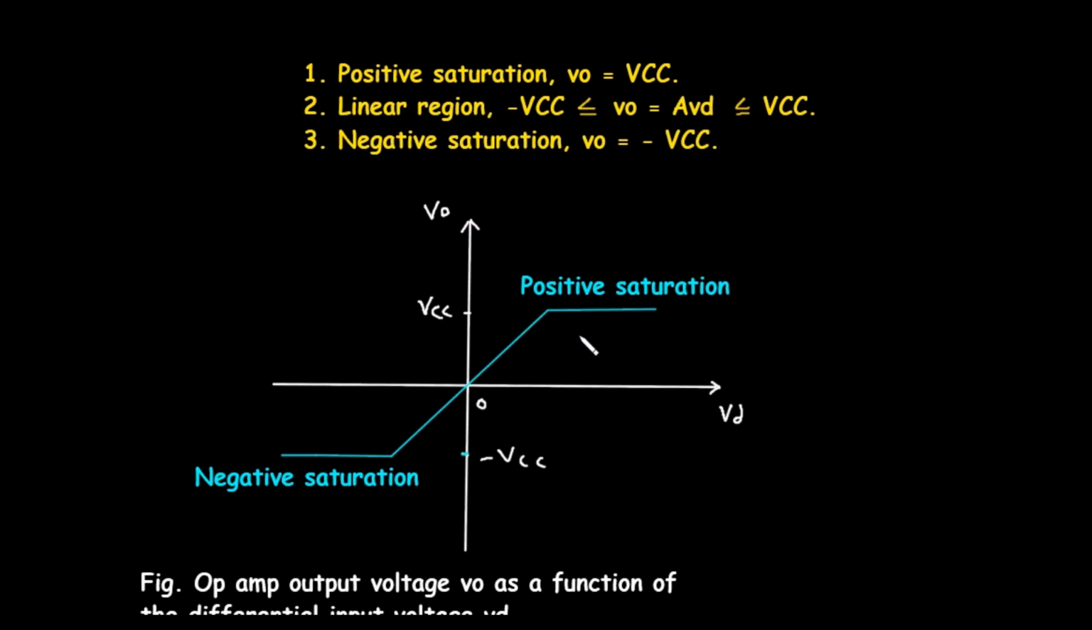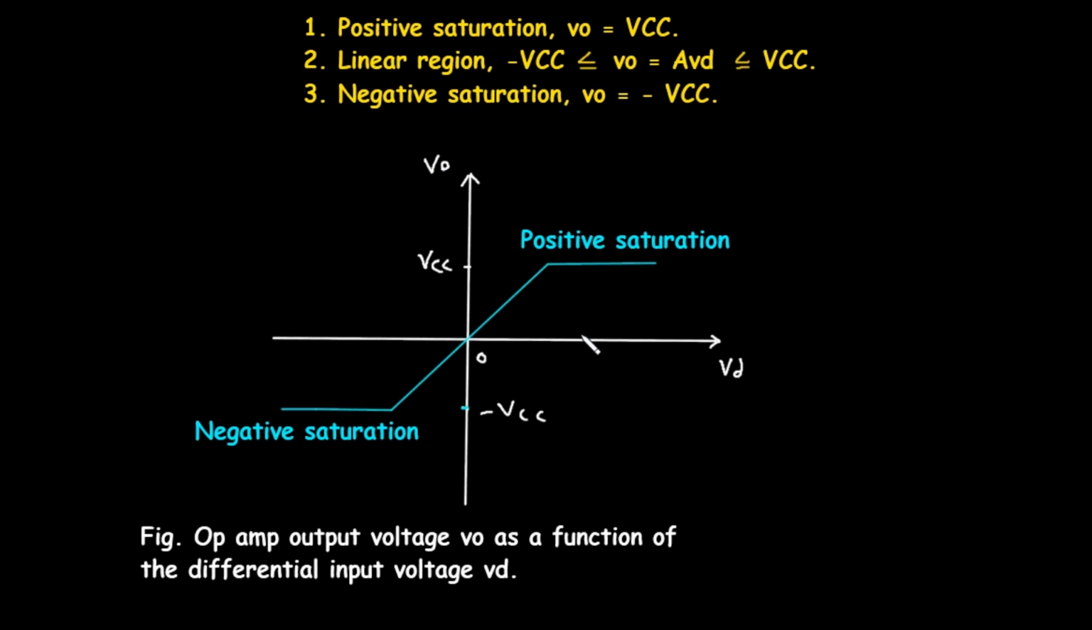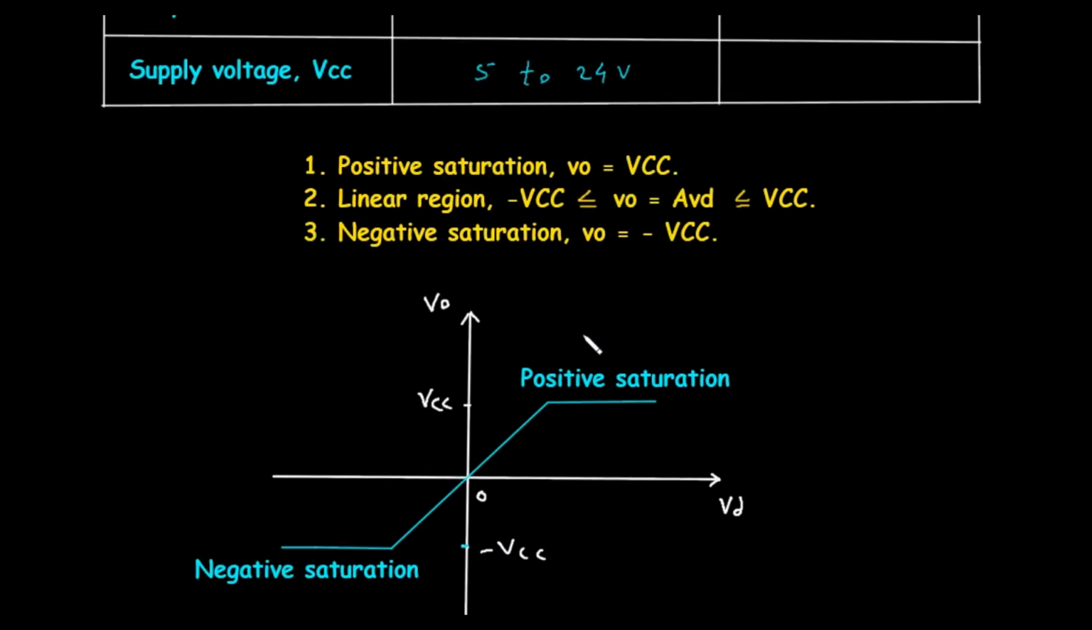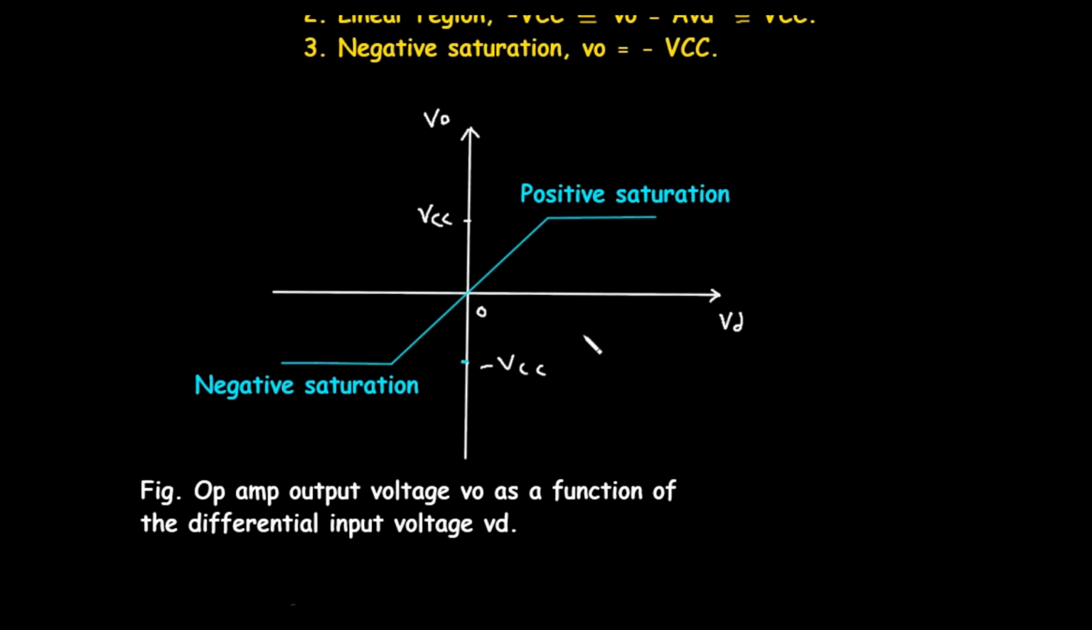Now next we will see output voltage and saturation. So let's understand this graph. This is the graph for the OpAmp output voltage VO as a function of the differential input voltage VD. Basically this graph is the key to understanding OpAmp behavior. It plots the output voltage VO against the differential input voltage VD.